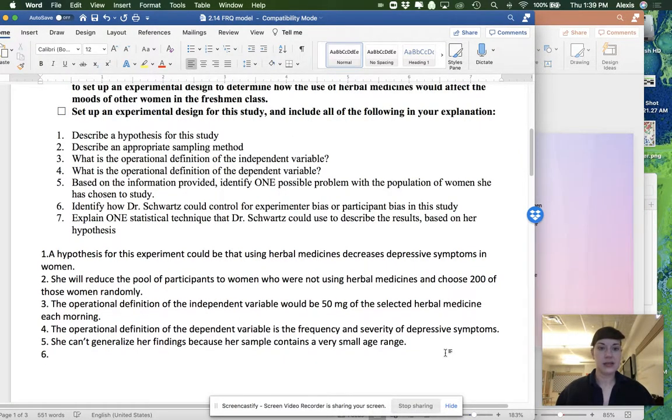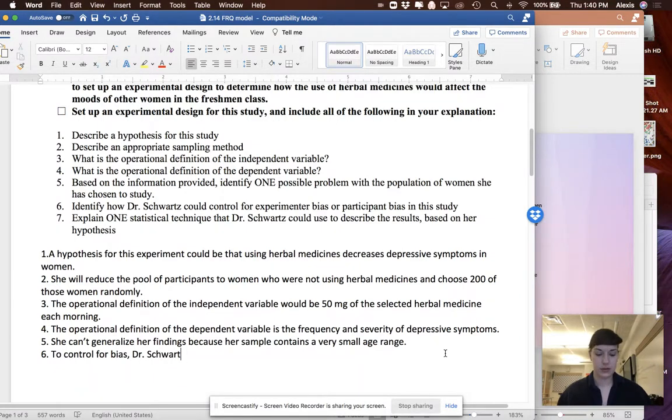All right, number 6, identify how she could control for experimenter bias or participant bias. Okay, so we want to make sure she's not giving anybody advantages or disadvantage, and that they're also not doing that for each other. So when you want to keep both the experimenter and the participants safe like that, you use something called the double blind method, which you should know because that was in your reading guide. Okay, so to control for bias, Dr. Schwartz can use the double blind method.